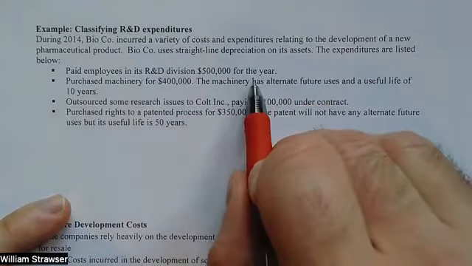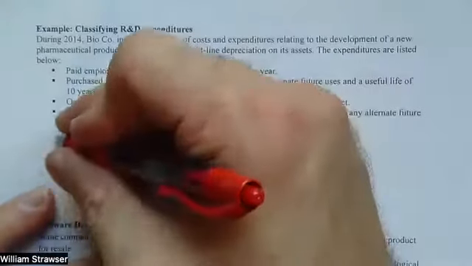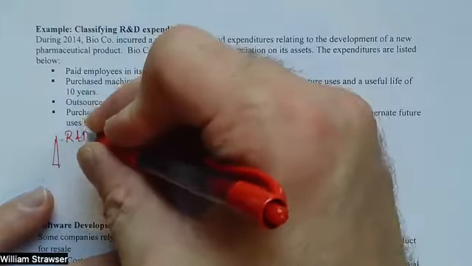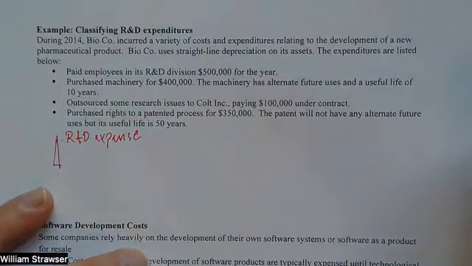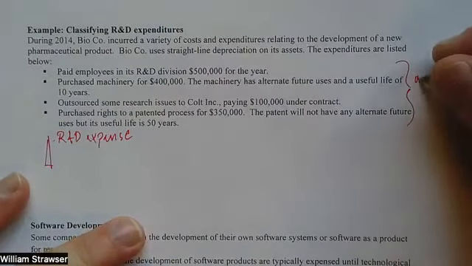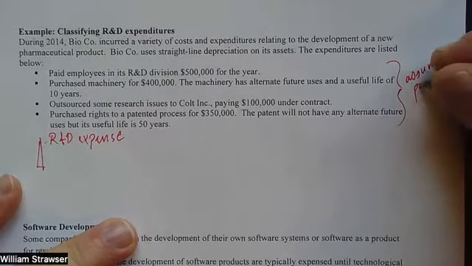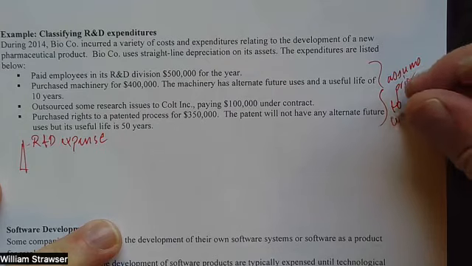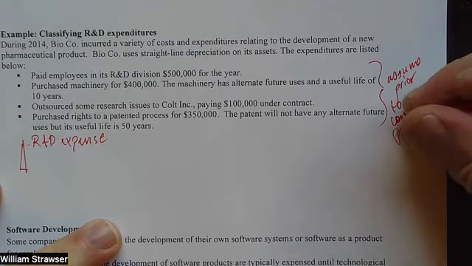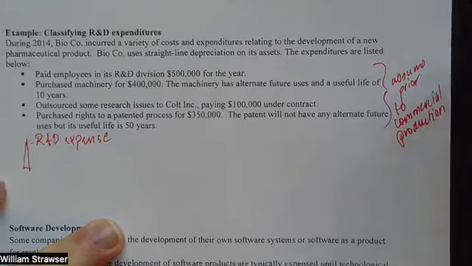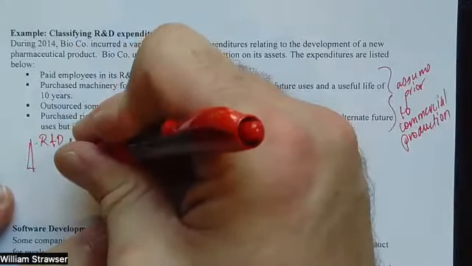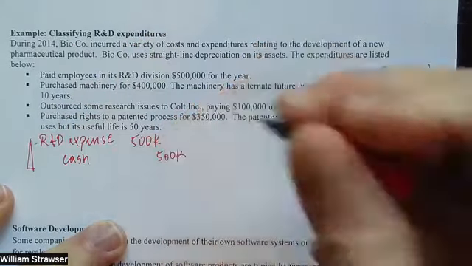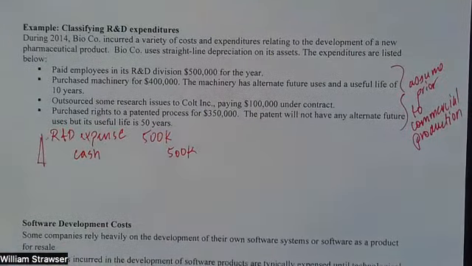Employees in its R&D division, $500,000. This is R&D expense. You can put them all together, but I'm going to list them separately as separate journal entries. R&D expense. And I'm assuming all of these are prior to commercial production. So we have R&D expense for 500,000 for those employee salaries, and always assume cash unless I tell you otherwise. Could be salaries payable, but whatever.